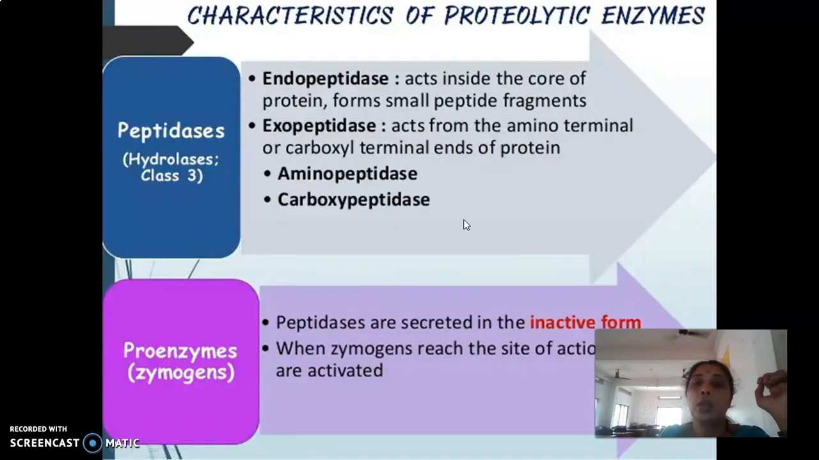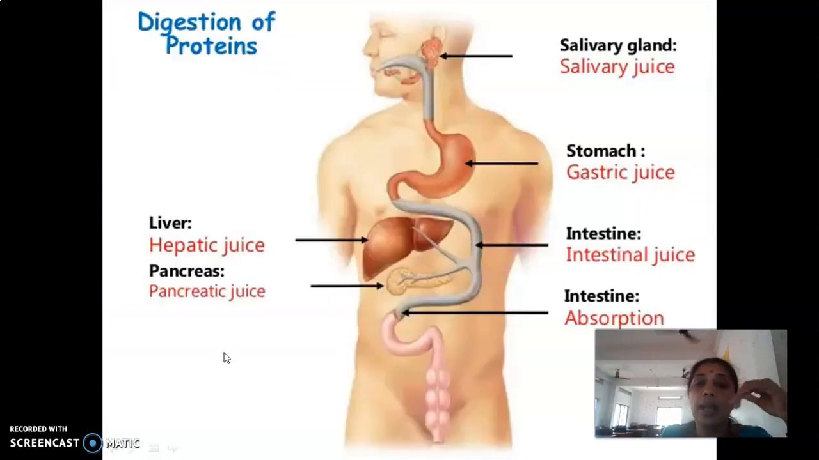Okay, so again the peptidases are released in the zymogen form, which is known as the proenzyme or inactive form. So the digestion of proteins happens through stomach, hepatic juice, and pancreatic juice; here the absorption happens and they will be taken into the liver.